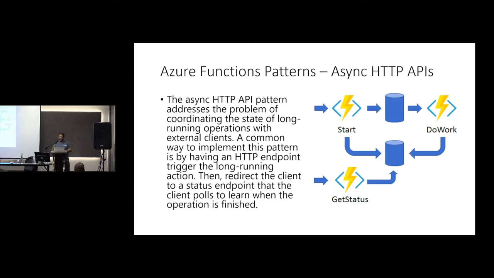Async HTTP APIs is another pattern that is used, where if there is a long-running process that needs to be done, instead of your end user waiting for that to happen, you expose an API endpoint to them where they can call and get the status of the pending task. If you need to return a big file, for example, they can find out it's pending and get a response at the end of it.